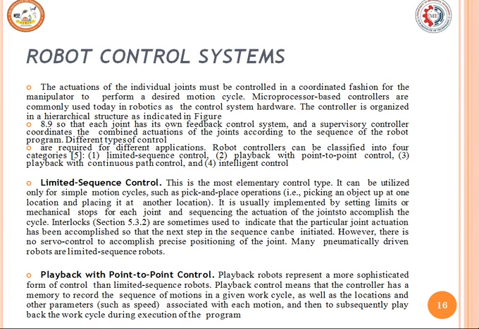If it is playback, it means point to point. Playback robot represents a more sophisticated form of control than limited sequence robot. Playback control means that the controller has a memory to record the sequence of motion in a given work cycle. Here the point-to-point control indicates linear motion in the work cycle during the execution of the program.